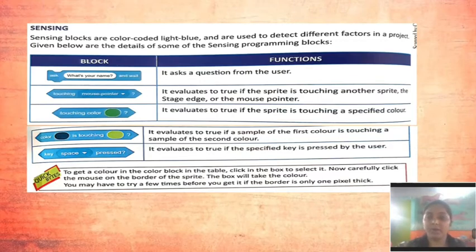Now, sensing programming means that one sprite will touch another sprite, they will sense something and then they will also reply to the commands. Now, in the sensing program, we are having such blocks like ask "what's your name?" and wait. It asks a question from the user. Touching the mouse pointer evaluates to true if the sprite is touching another sprite.